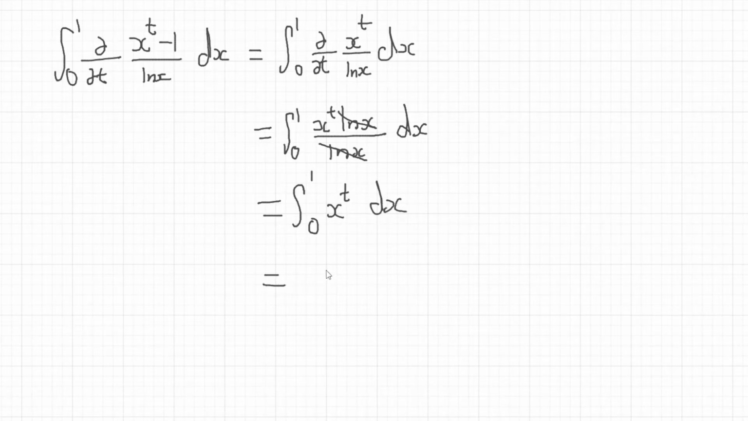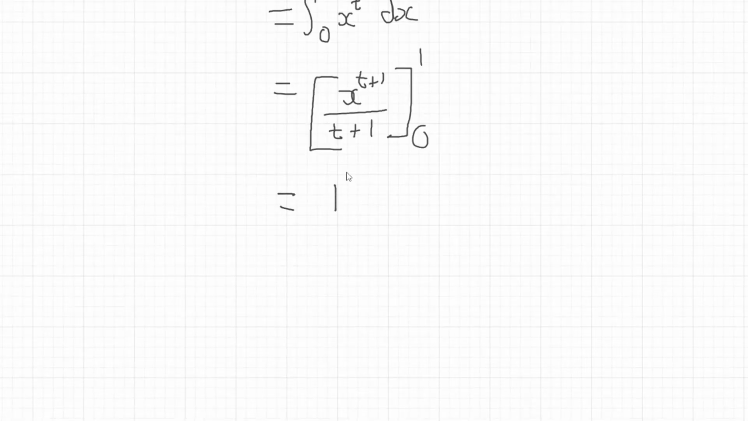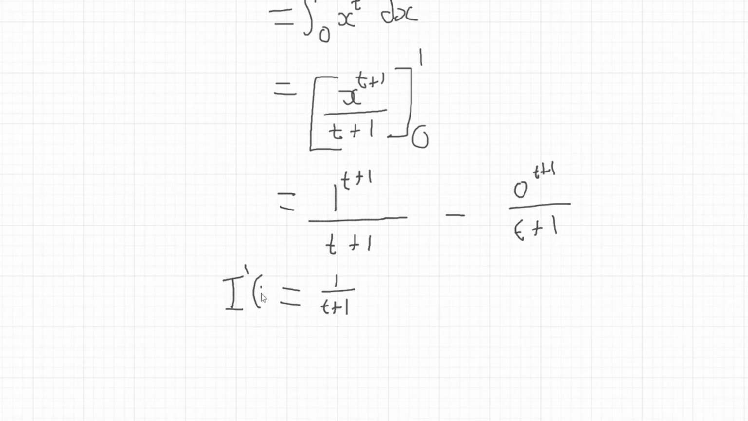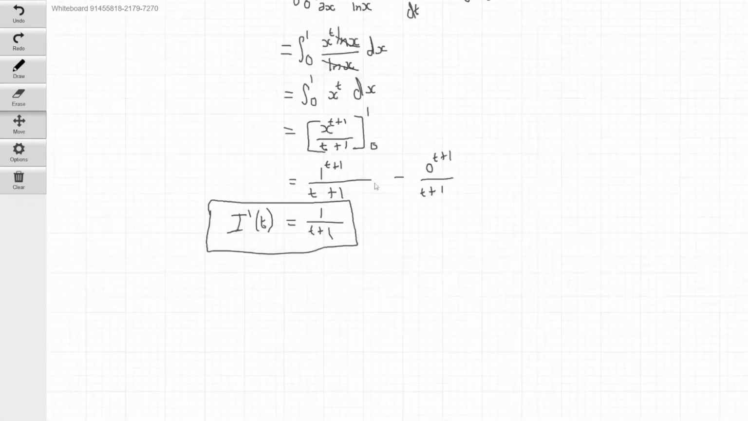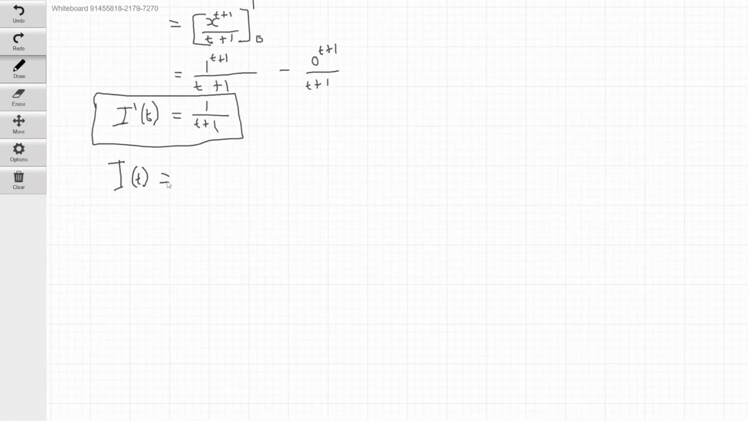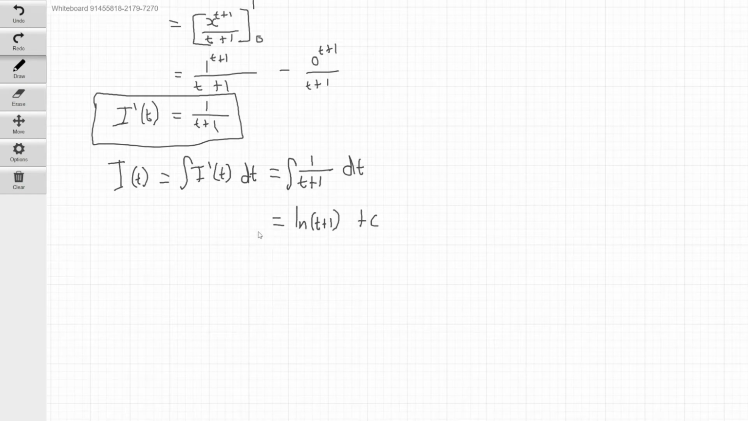And now the integral is simple enough to just integrate using the power rule, which leaves us with x to the power of t plus 1 over t plus 1, from x equals 0 to x equals 1. And with a bit of working out, this is just equal to 1 over t plus 1. Now we need to get back to the original function in its simplified form. This part is simple. All we have to do is integrate I prime. Now that we've done that, we are left with ln(t plus 1) plus c.